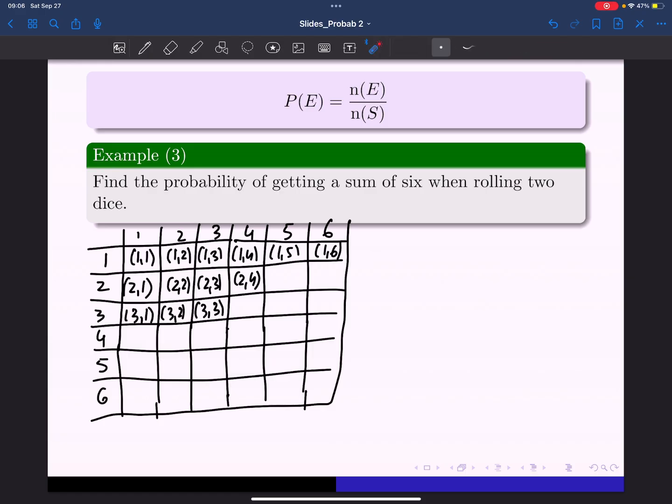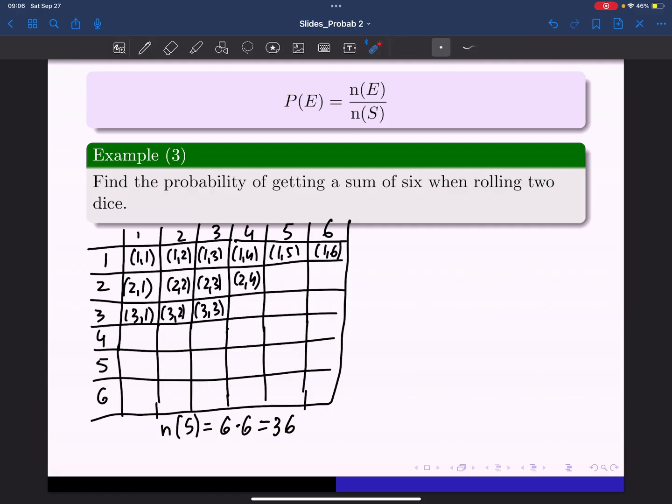So how many do we have in total in the sample space? We have 6 and 6 and 6 and 6 and 6 and 6. So the total would be 6 times 6, which is 36. And this is my number of events in the sample space.